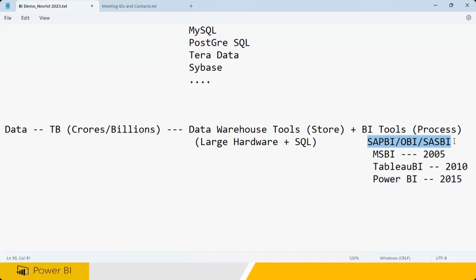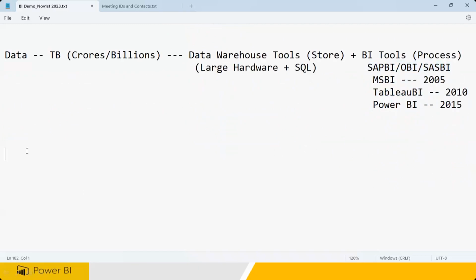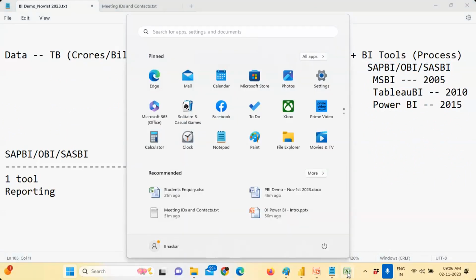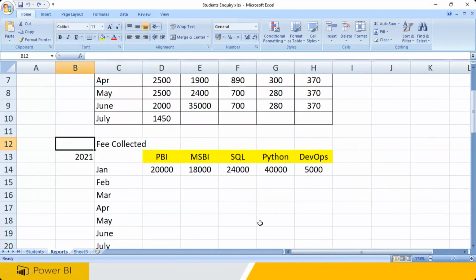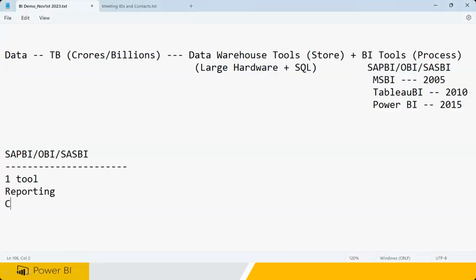Let me compare these three tools. I will take another 5-10 minutes and we can close this. SAP BI is a single tool, a reporting tool. Reporting means you can create a visualization. For example, I told you I have some data here, and I can take the data and create this kind of visualization. It is only one reporting tool, but these are very, very costly tools and complex to learn. These tools were implemented around the year 2000 in the IT industry.